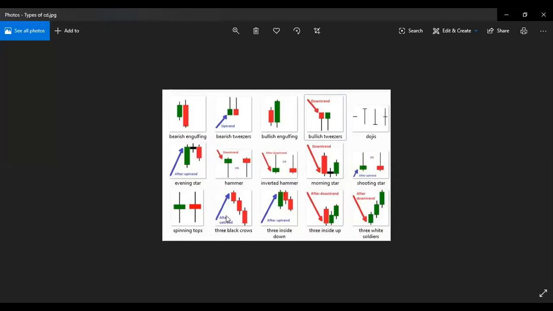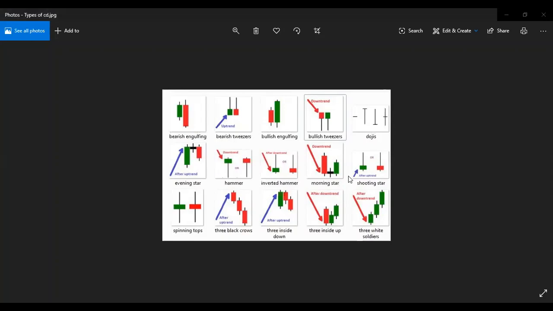And then you have the 3 black crows, right? It means that sellers are becoming more than buyers in the market. So what do you do? You also join sellers and then you sell. The flip side is the 3 white soldiers. It means buyers are coming into the market, so you need to also start buying that particular currency.